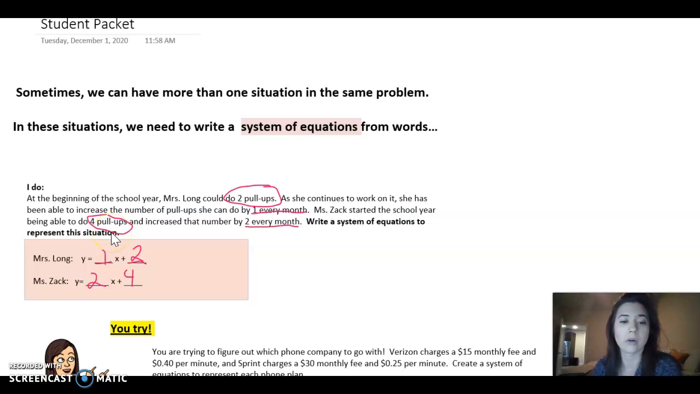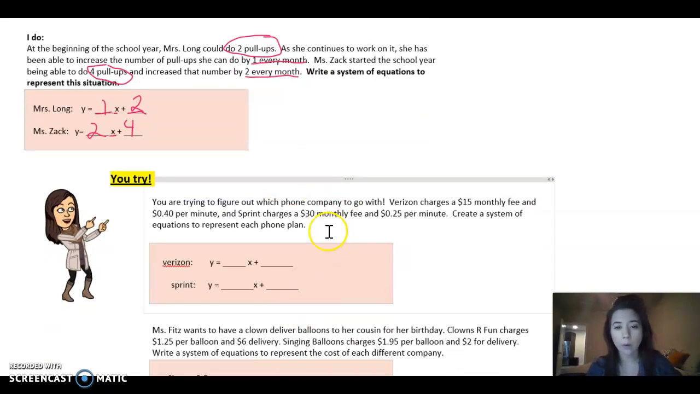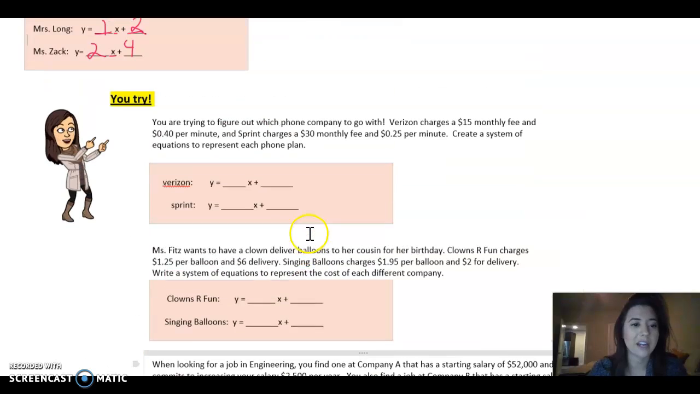Okay, so again, if you look at this, x represents the month that goes by. If 1 month goes by, I've added 1 pull-up. If 2 months have gone by, she's added 2 pull-ups. So x is our number of months, y is our total amount of pull-ups we can do. Okay, I'm going to model one more, and then I'll have you pause me to try the next 2.